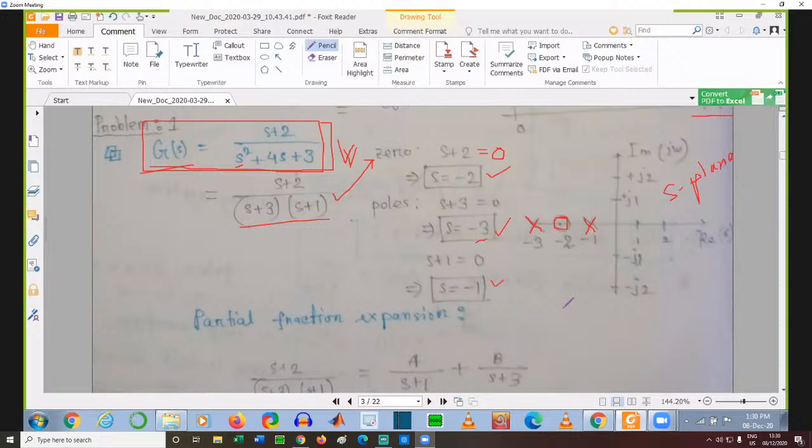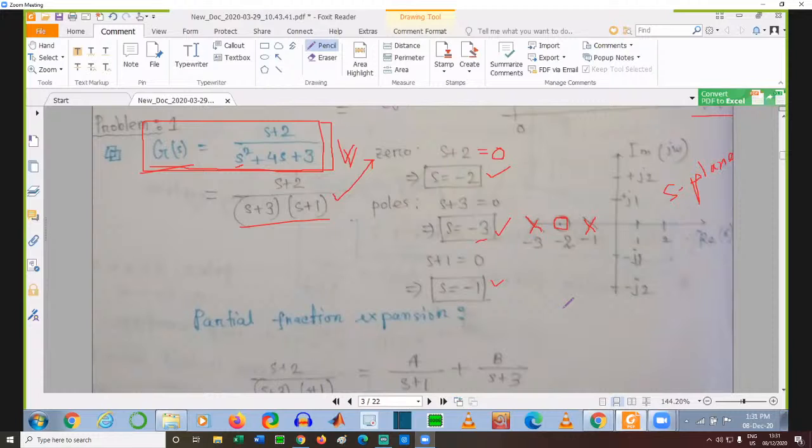What can you say? Unstable, sir. Why? Sir, because the value is less than 0. Why are we talking about a value? These are not a values. Forget about a values, always think about the s value. So the s value is less than 0. Sir, as it is on the left side of the s plane, then it should be stable.